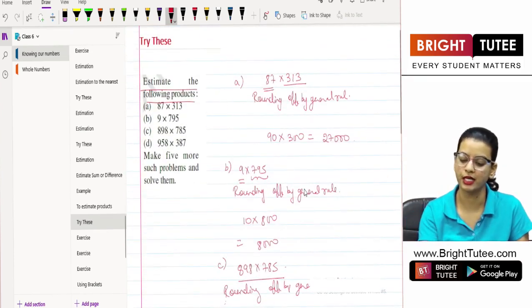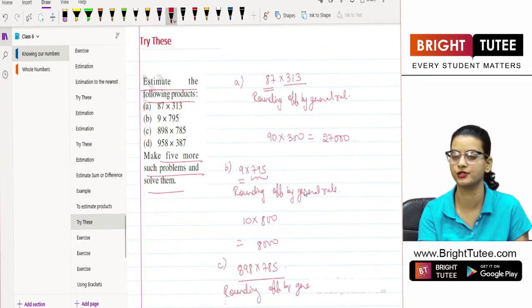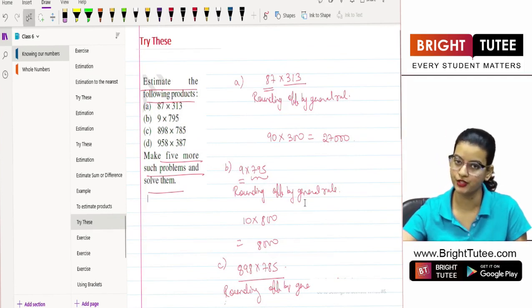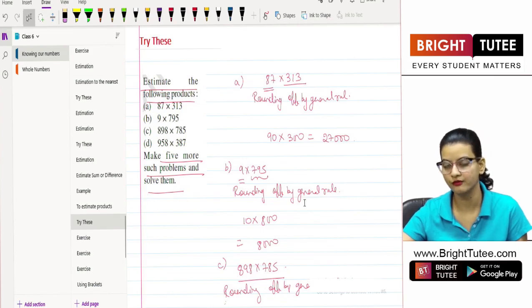So, you have to take 5 more such problems and solve them. This is a homework activity for you. Take 5 more such examples and solve them on your own. Then you will be able to understand the estimate of the following products very easily. How to calculate the estimate, or how to approximately calculate the product, will become very easy for you.